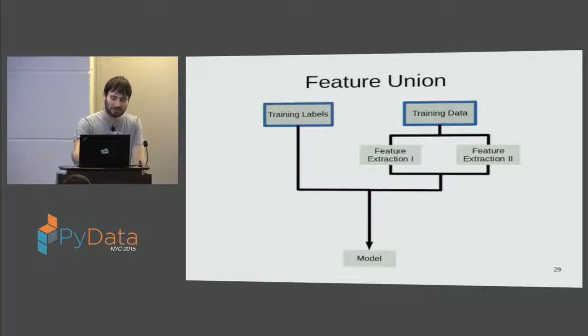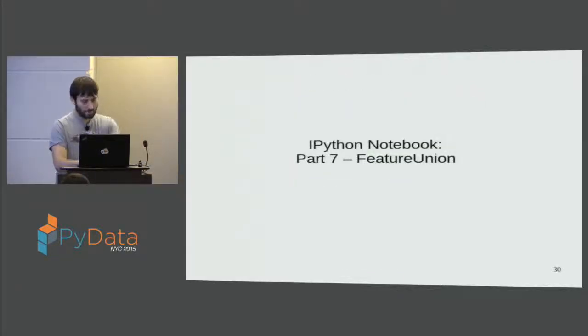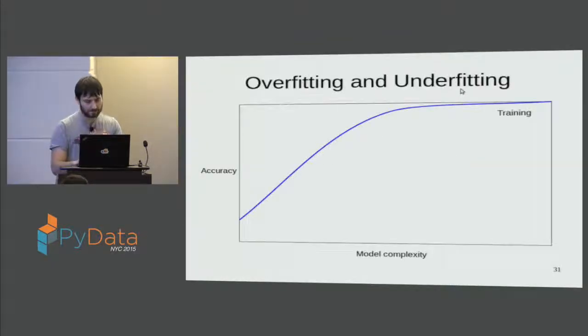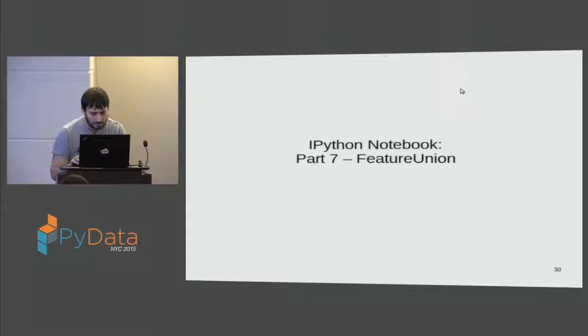So what a feature union does is basically it takes in your data, then gives the same data to a set of transformers and concatenates their output horizontally. So you can add many features together.